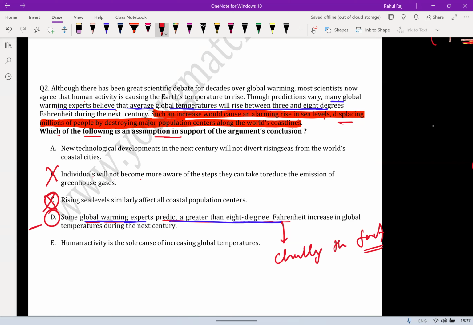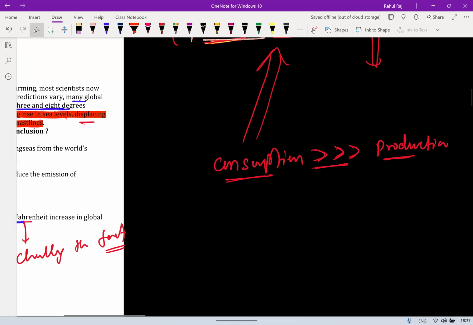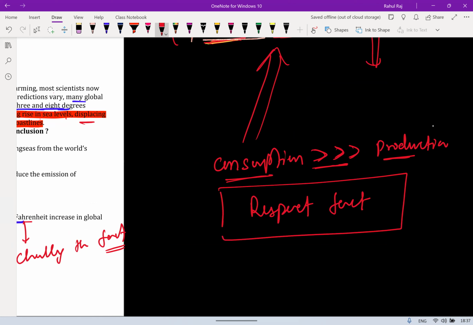I have told you right now that do not choose an answer that challenges a fact. Do not choose an answer that supports a fact. Because if you choose an answer that challenges a fact or supports a fact, you are completely disagreeing with this particular logic. In any critical reasoning question, this is the first thing that needs to be taken into consideration. Respect fact. Respect fact means don't challenge fact, don't support fact. Simple logic. Let the fact be fact. You are not supposed to play around with the fact at all. You are only supposed to play around with the conclusion.